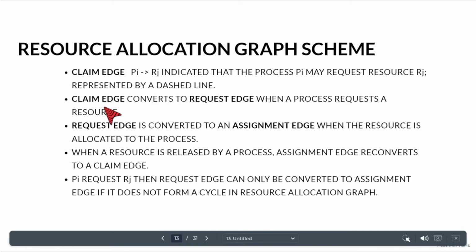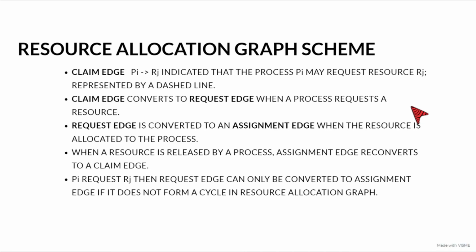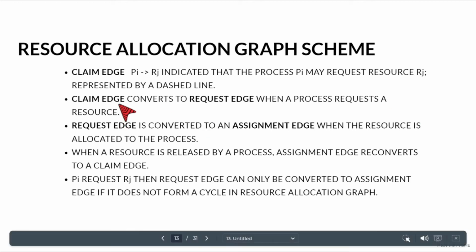So the claim converts to a request stage when a process requests a resource. The thing is, I'm not asking a pen from a friend, I may ask. If I ask the pen from a friend, then the claim state will go to request state. From the claim I am converting it to request, because first I may ask, and now I am asking the pen. So that is what claim edge converts to request edge when a process requests a resource.